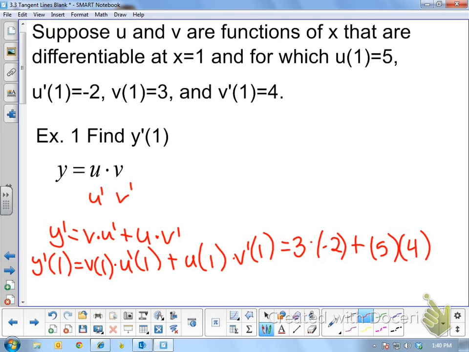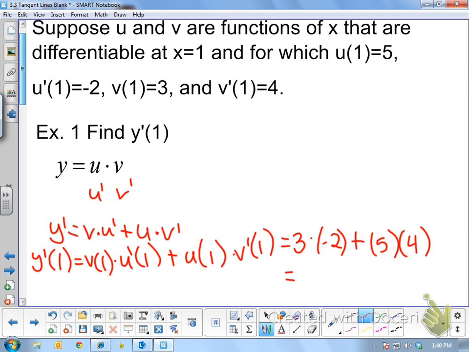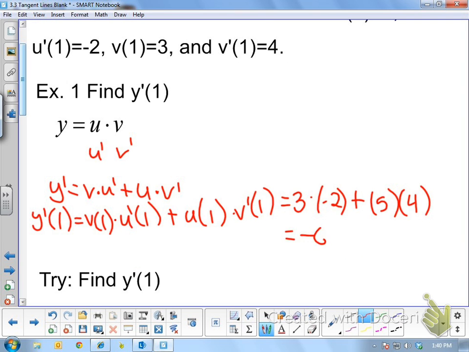If I asked you to find y prime of 2, you'd be out of luck unless I gave you more information. We could plug it in and say, well, v of 2 times u prime of 2 plus u of 2 times v prime of 2, but we'd have to stop there. There is nothing else we can do because I didn't tell you what u of 2 is, and I didn't give you a function so you could find what u of 2 is. So now we simplify. -6 plus 20 is 14.